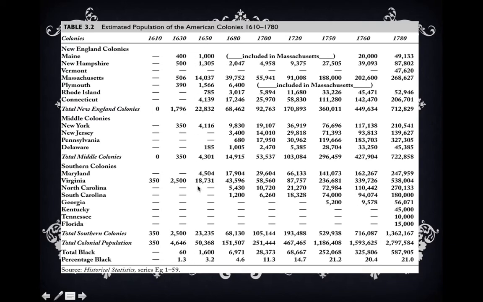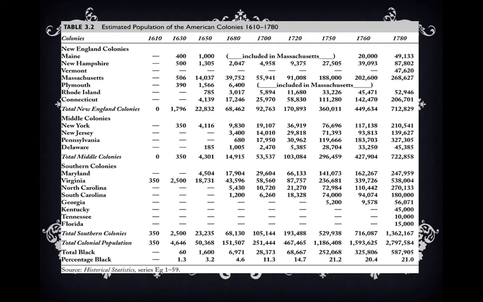If we move to 1650, that grows to 3.2%. 1680, 4.6%. So you can see prior to 1700 that slave labor is growing in importance in the colonies of North America. By 1700, we see a dramatic increase in the percentage of the population that is black/slave. Just in a 20-year time period from 1680 to 1700, it increases from 4.6% to 11.3%.